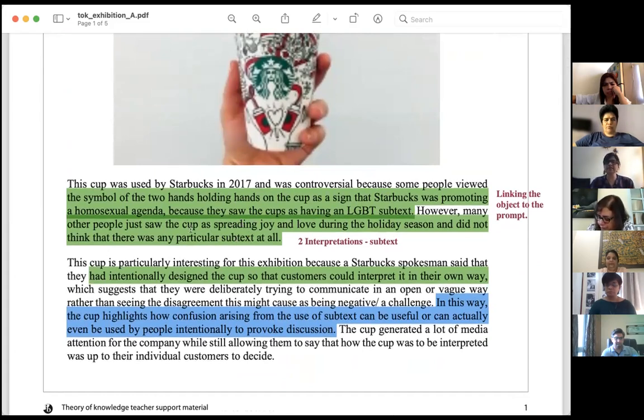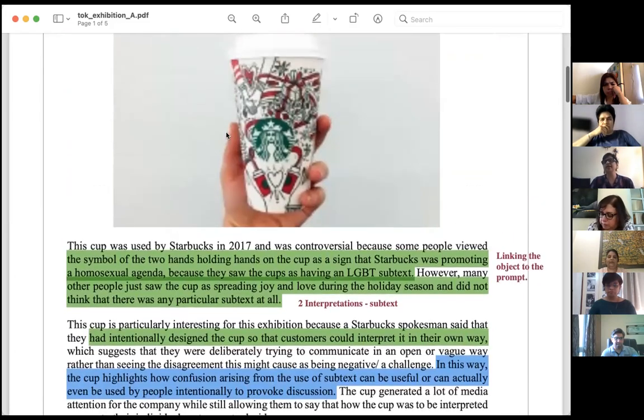Many other people just saw the cup as spreading joy and love during the holiday season and did not think that there was any particular subtext at all. So it's just the entire image, the colors, which can easily be linked to Christmas. So how subtext of looking at the linking of hands is viewed by a group versus another group that looks at it as just spreading joy and happiness. So there are two interpretations that have already come out.